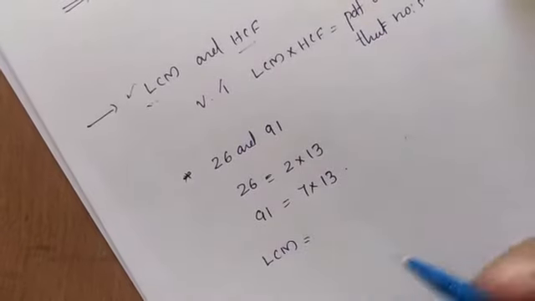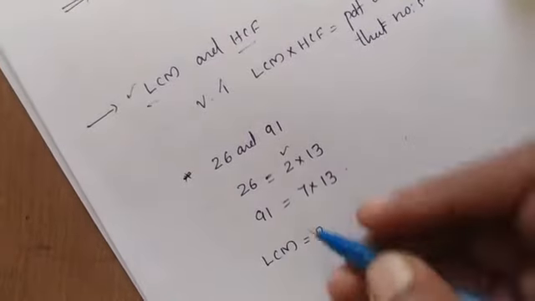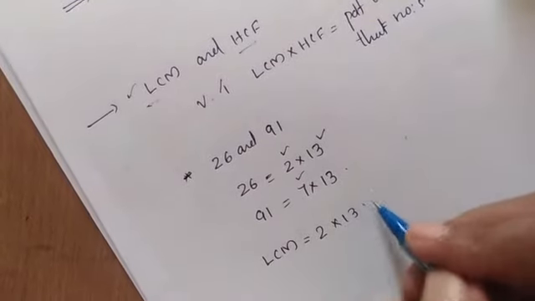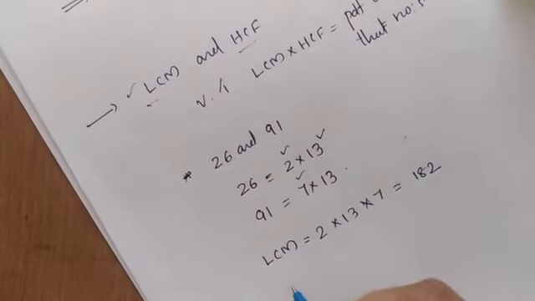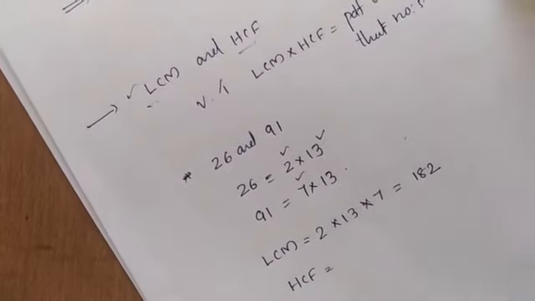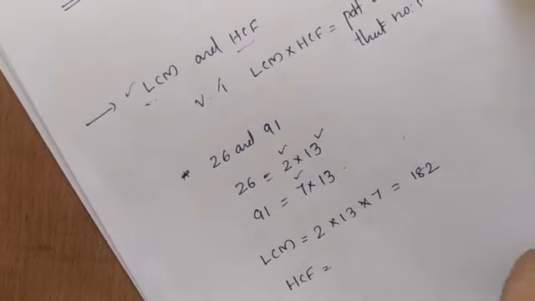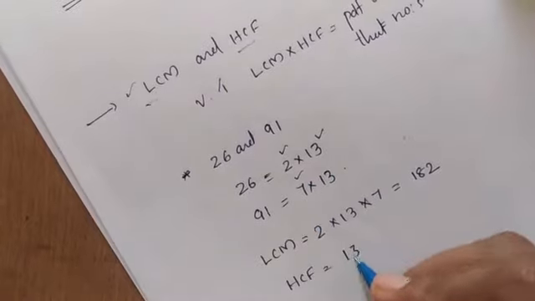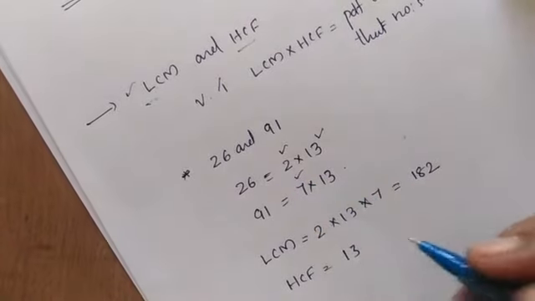LCM is equal to, here the factors are 2, 13, and another one, 7. When you multiply them, the value is 182. HCF is equal to the common factor. Here the common factor is only 13. 2 and 7 are not present in both numbers, so only 13.